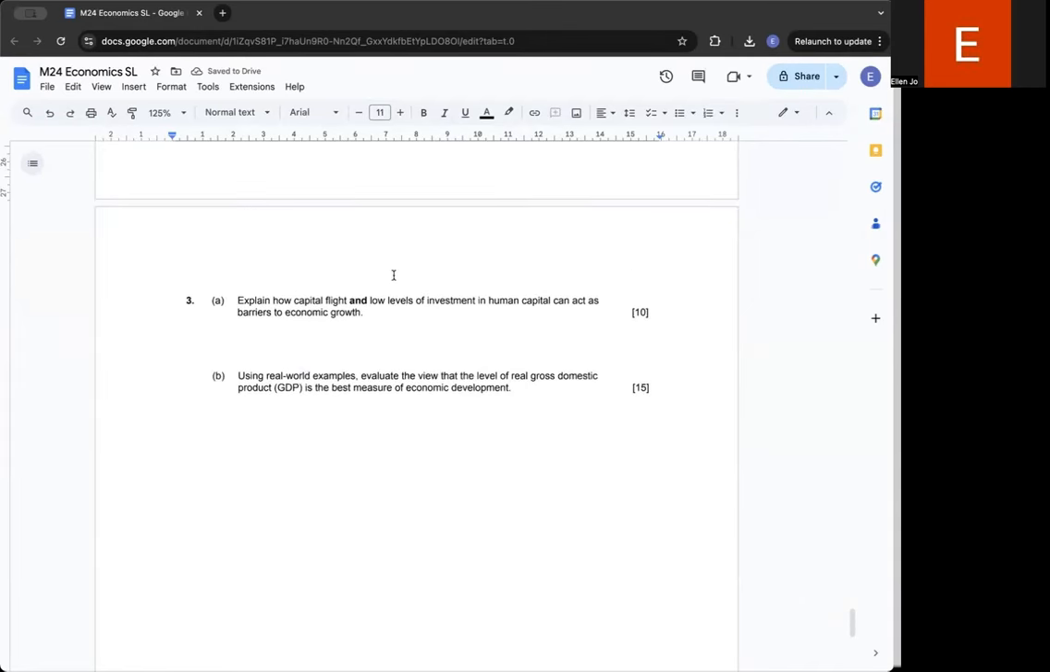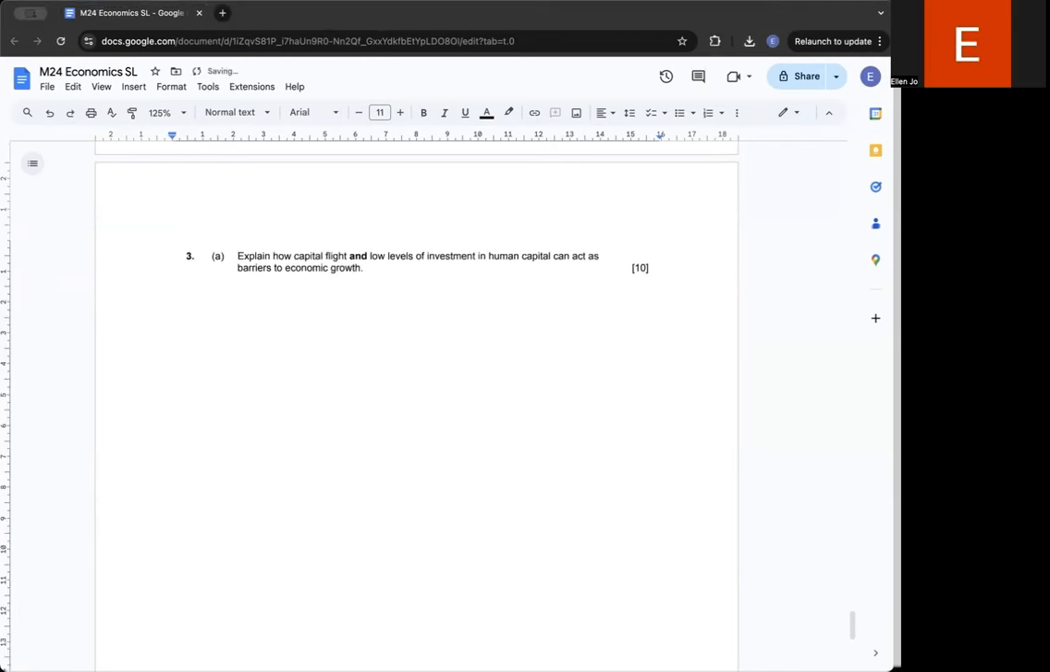Moving on, the last questions are from Unit 4, Global Economy. Explain how capital flight and low levels of investment in human capital can act as barriers to economic growth. Defining capital flight, human capital, and economic growth would be enough for the introduction.